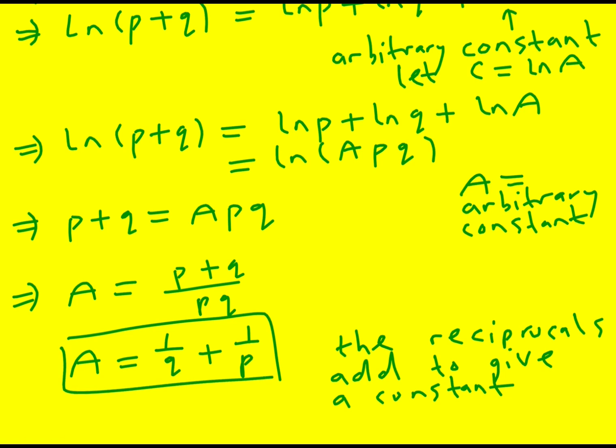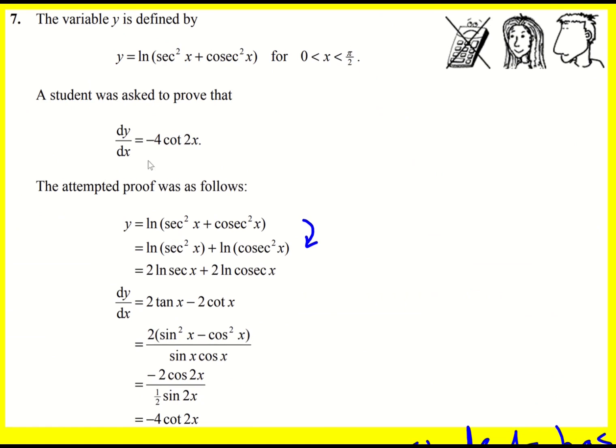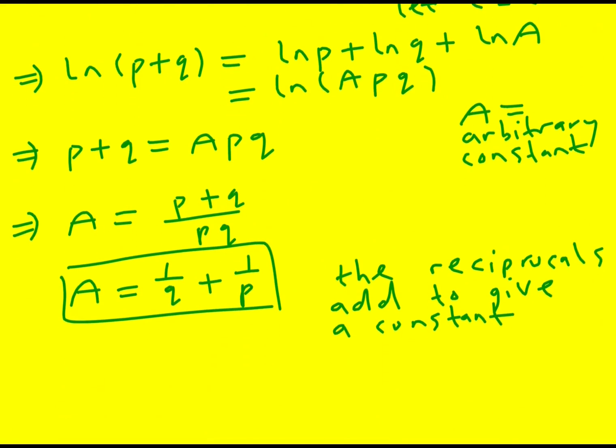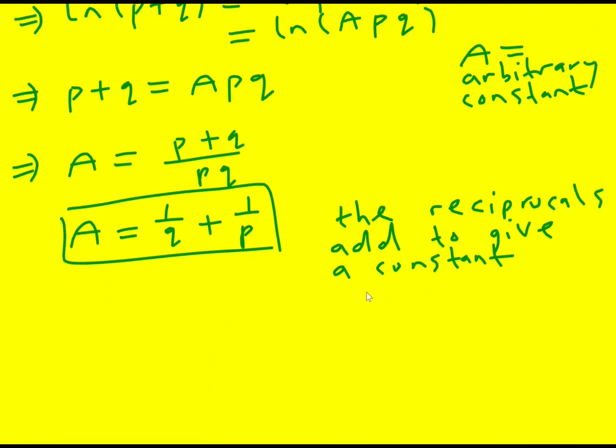Which is indeed the case for the student's function. Because if you take the reciprocal of sec squared, you get cos squared. Take the reciprocal of cosec squared, you get sine squared. If you add them, then you get 1. So that's why it works for those two functions. And it will work for other functions as well, potentially.